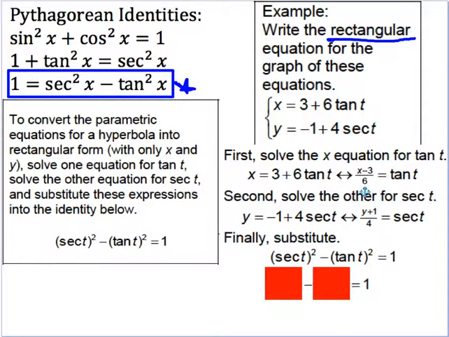Okay, then you're just plugging it into your Pythagorean identity, but this time it's the secant squared minus tangent squared. So we're plugging these equations in for tangent and secant. And yes, I know that this is a t and this is an x. It's okay, it's the same thing. Okay, so plug those in and you get this equation here. Basically all we did is we eliminated our secant and our tangent and our t value.